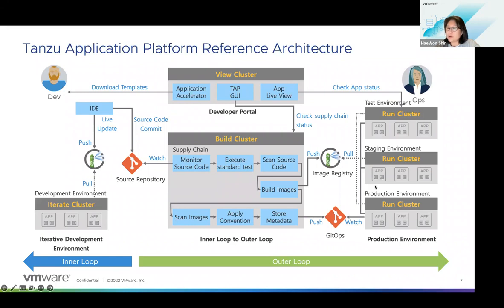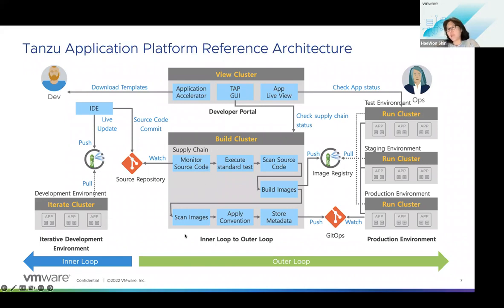There is only one run cluster in the demo environment, but you can have multiple run clusters if you want to configure it in multi-cloud or multi-cluster. Of course, you can specify the cluster name arbitrarily. The view cluster is a cluster where Tanzu Application Platform GUI is installed. You can check information such as monitoring and supply chain for applications running in each cluster on this GUI.